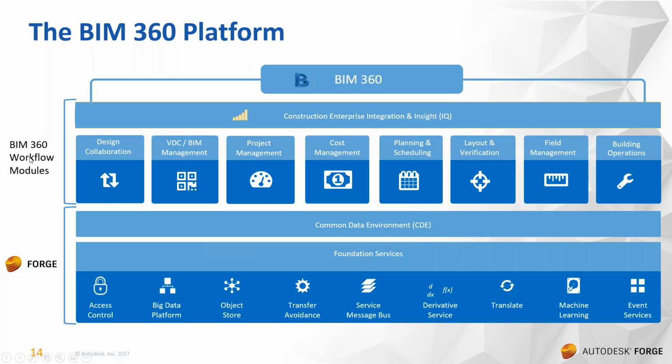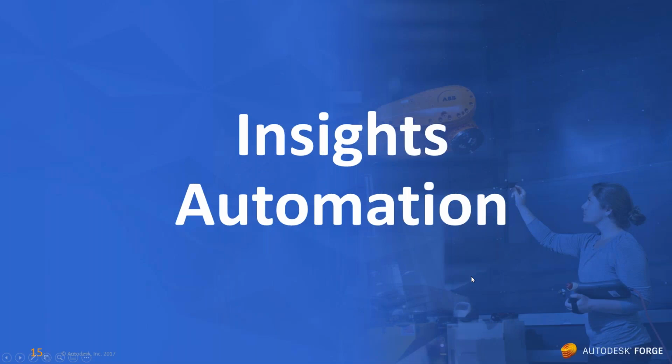So these are the BIM 360 workflow modules. And we'd like to think that the number one user of Forge is Autodesk itself, because indeed all of these modules, they have been built on that very same API. Right. So moving towards digital twin. So how are we going to use Forge, right? So there's actually two things that we can use it for.